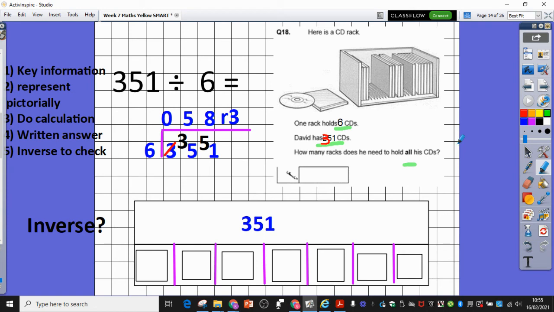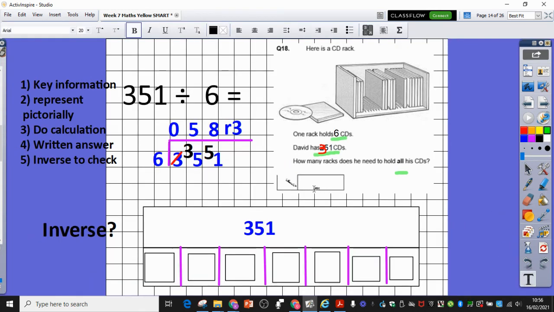So what I'm going to have to do is round up and make sure that I've got 1 extra more, 59. So he will need in total 59 CD racks, because 58 will go in equally, 58 will hold 6, but then he's got those 3 remainders and he's got to do something with it.